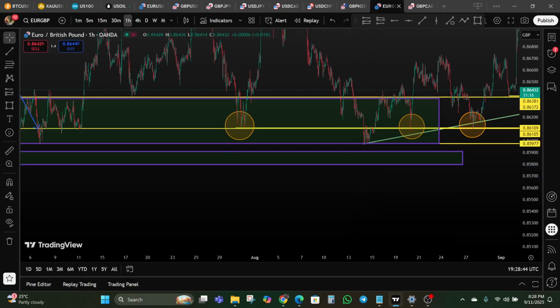So this approach ensures that swing traders don't chase random moves. Instead, they align their trades with institutional footprints and clear market structure.